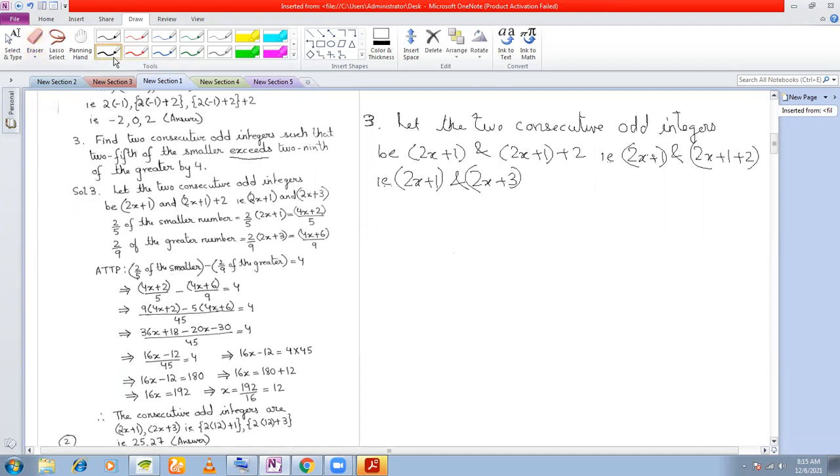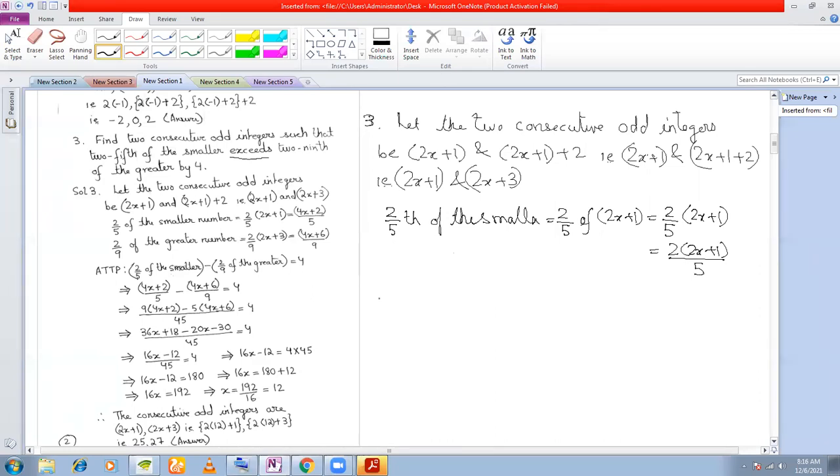Now that we know which one is the smaller and which one is the greater, if you read the question, it says 2/5 of the smaller. 2/5 of the smaller will be 2/5 of 2x plus 1, which you can also write as twice 2x plus 1 by 5, right?